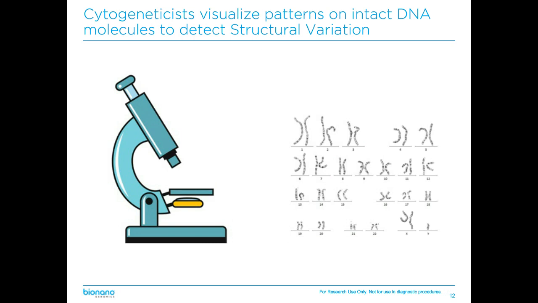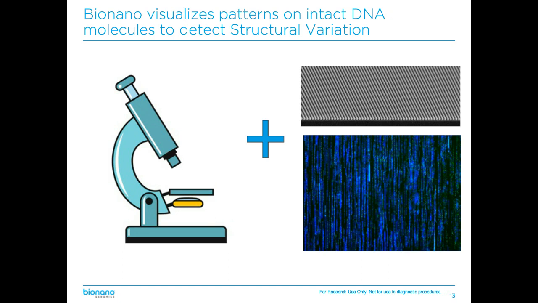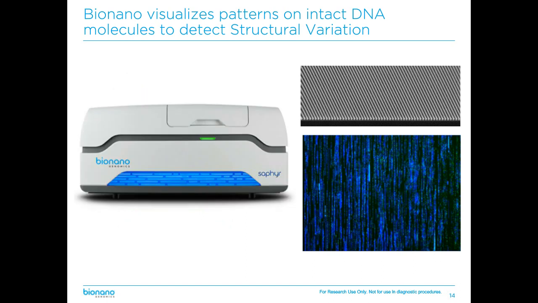Now, Bionano really does the exact same thing. We visualize patterns on intact DNA molecules, but we add a nanochannel array to that. This is an array of hundreds of thousands of channels that are so narrow that single DNA molecules are stretched in these channels and then imaged. We image labels on these molecules, which you see in that image below. Our microscope is called Saphyr and looks like this, and it takes care of this entire process.